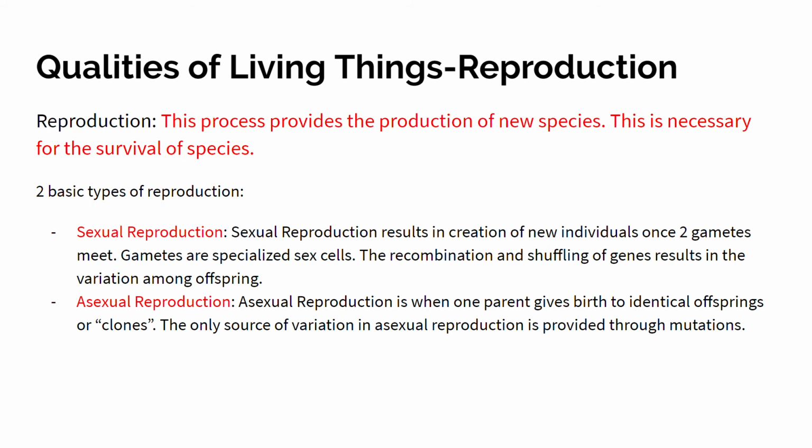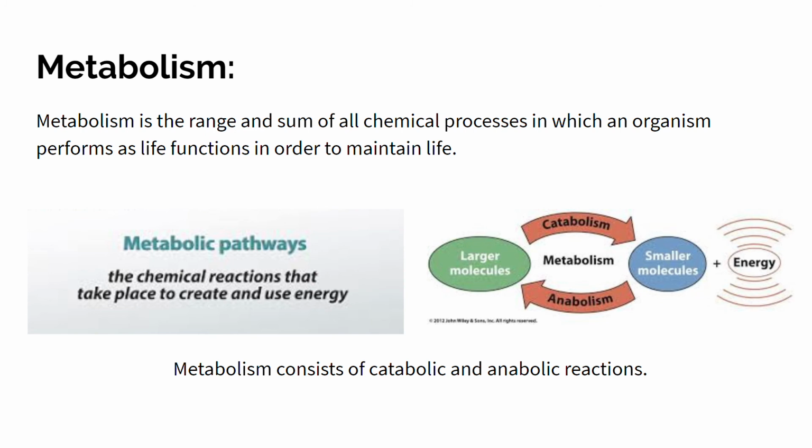Asexual reproduction is when one parent gives birth to identical offspring or clones. The only source of variation for asexual reproduction is through mutations. Coming to an end, metabolism is the sum of all chemical processes which an organism performs as life functions in order to maintain life. Metabolic pathways are the chemical reactions that take place to create and use energy. I put an image, and as we can see in the image to the right, catabolism and anabolism. In between that is metabolism. So metabolism consists of catabolic and anabolic reactions.